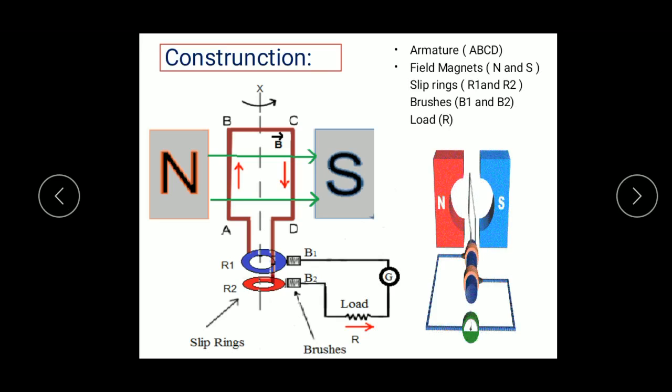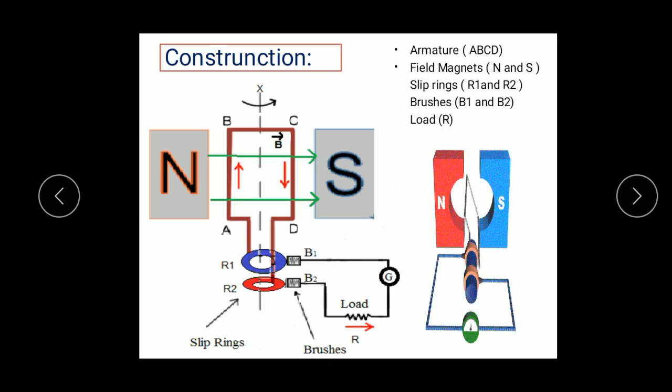The wire is wound on an insulated laminated soft iron core, and it can be rotated about the central axis. So this is an important part of the AC generator, the armature: a rectangular coil consisting of a large number of turns of insulated copper wire, which can be rotated about the central axis.